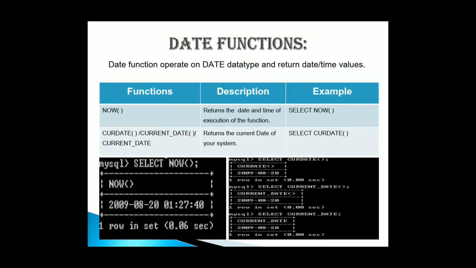Date functions are the functions which operate on the date data type, meaning data that is in the form of a date. In MySQL, when we give a date, it comes in the format of first the year, then the month, then the day of that particular date. Now the first date function is the NOW function. What does it do? It just returns the date and time of the execution of the function. It will give you the exact date and time at which you have executed the function.